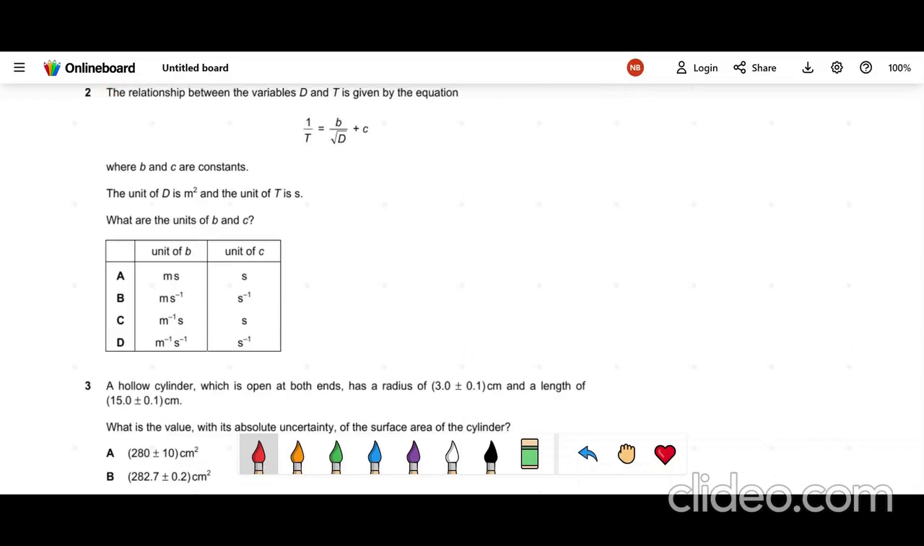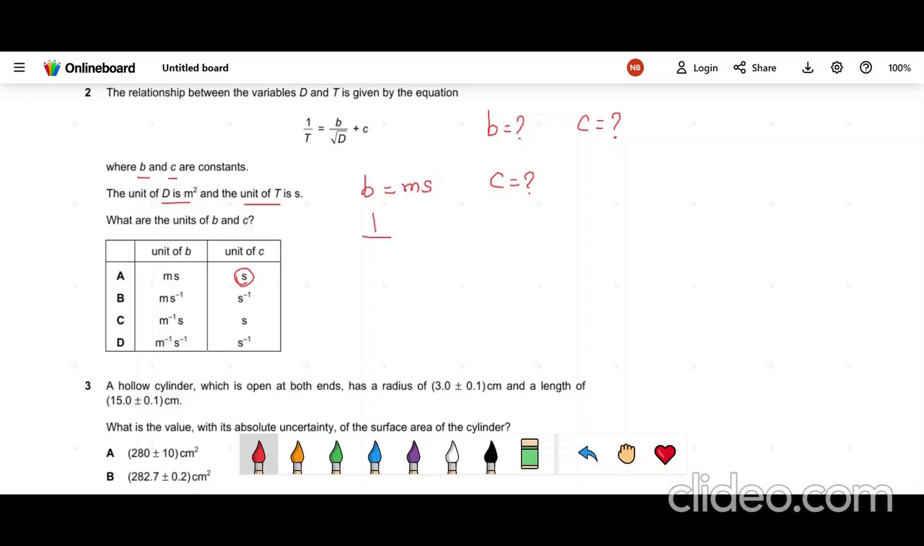And then the second question. Look at this, they have given one equation and the units for some variables. B and C are constants, and they are asking the unit for B and C. How can we find out? There is an easy way. We can predict the answer by using the choices. I'm going to use the choice A. First, I'm going to substitute the unit of B and find out the unit of C. If I get the right unit, then I will select A as the answer.